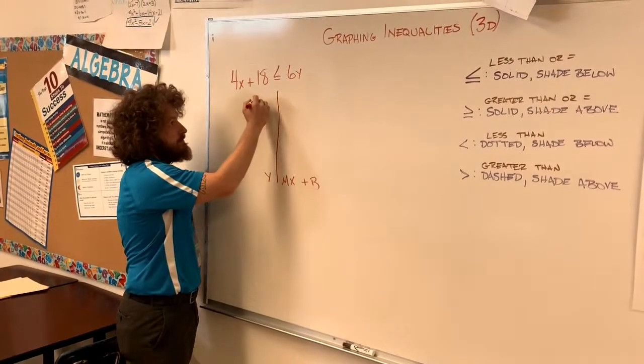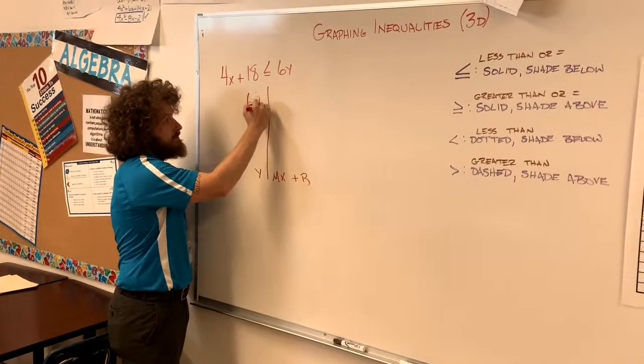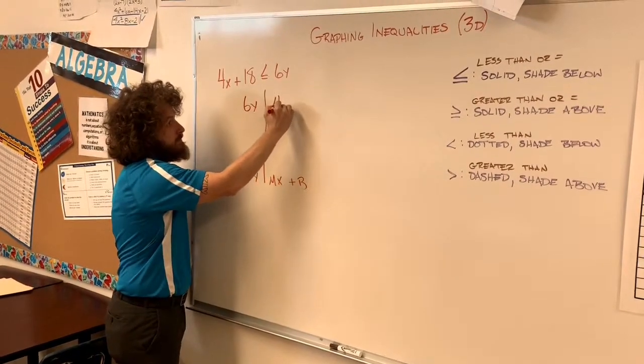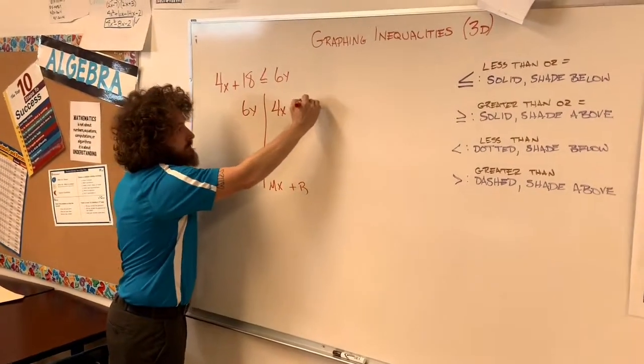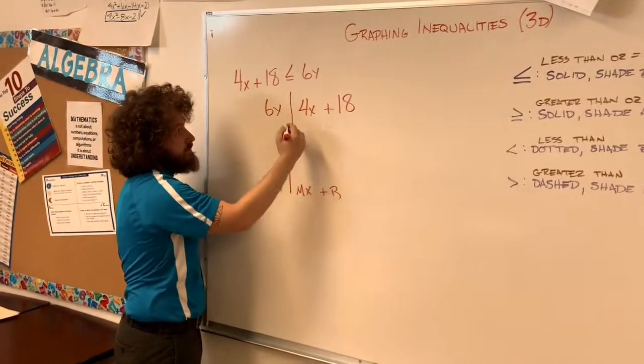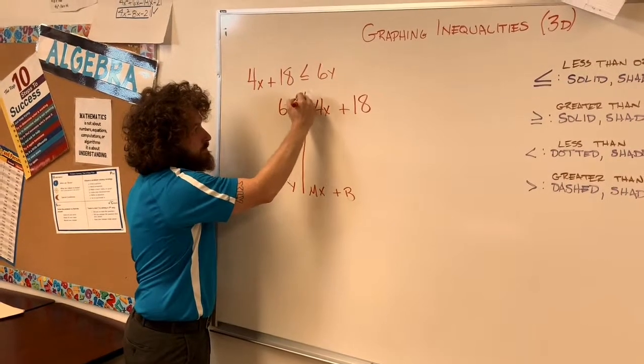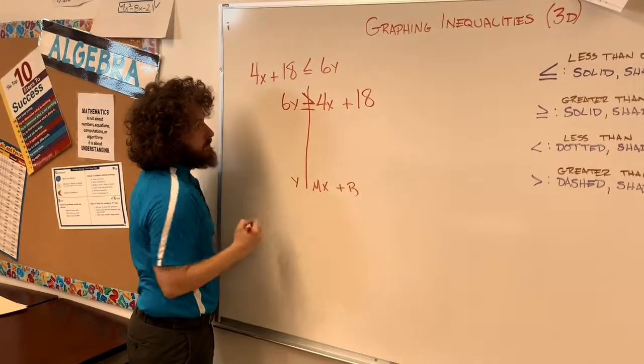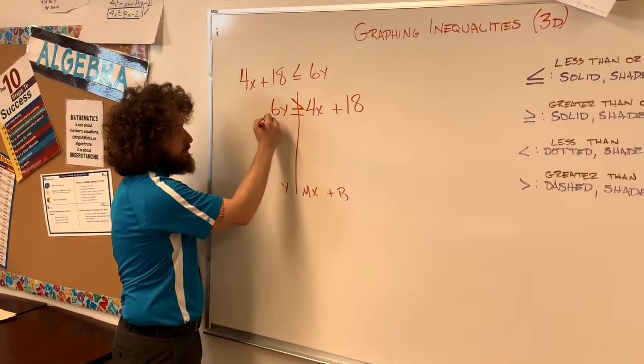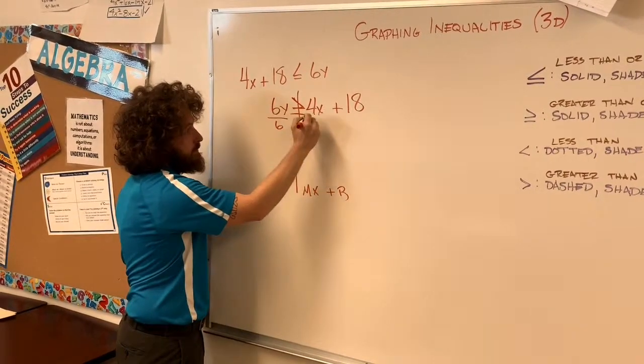Let's begin. I start by flipping the entire inequality by putting the y values on the left side and the other values on the right. When I do this, I must remember to flip my sign. This is super important. Now, all I have to do is isolate my y variable.